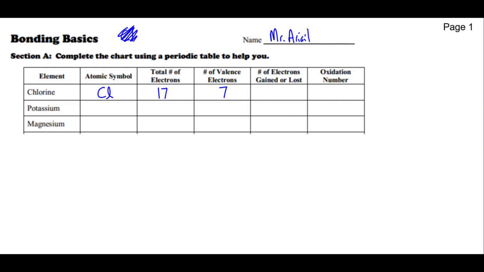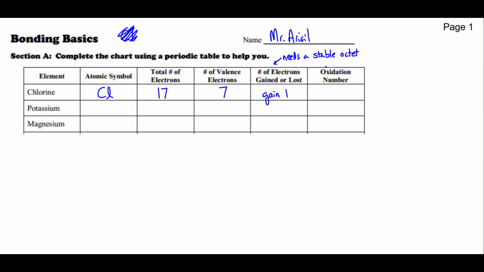Now for this number of electrons gained or lost, remember that all atoms need a stable octet. And so that means chlorine could gain 1 electron, or it could lose 7 valence electrons, and that next energy level below it would then be the outermost, and it would be full. Just remember that all atoms will always gain or lose the smallest number of electrons possible. And so chlorine here would simply gain 1 valence electron.